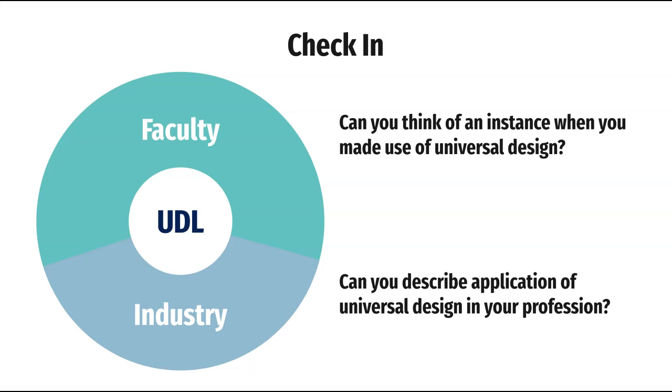And then think about your profession. Where can you think of applications of universal design in your profession, either in the equipment that you interact with or the way that you interact with other individuals in your profession? We're going to pause here and then continue with part 2 of this presentation.